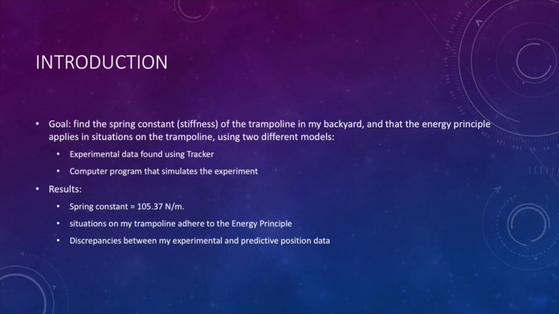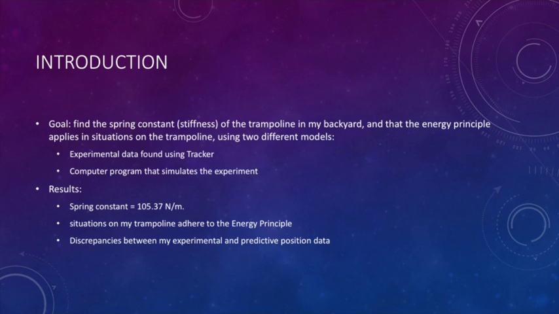For my Lab 5 experiment, I decided to attempt to find the spring constant of the trampoline in my backyard and verify that the energy principle applies in situations involving masses bouncing on the trampoline. To do this, I observed the bounce of a pool ball caused by the trampoline being stretched to a known distance to find a value for the spring constant. Then I used this value to observe the motion of a basketball bouncing on the trampoline.